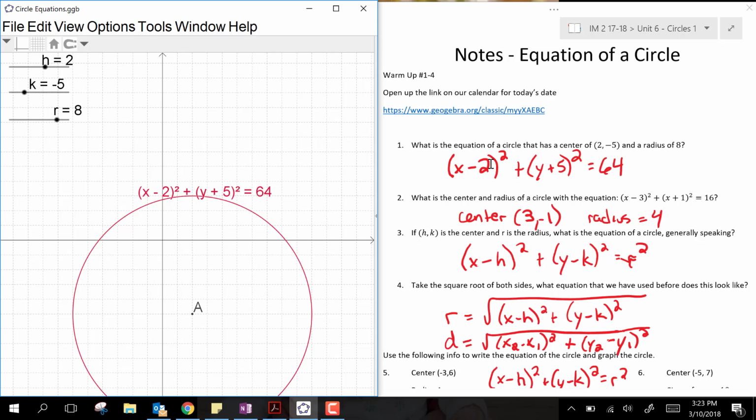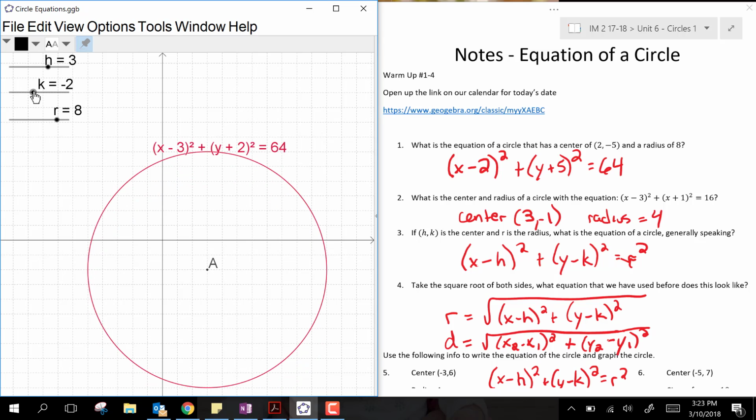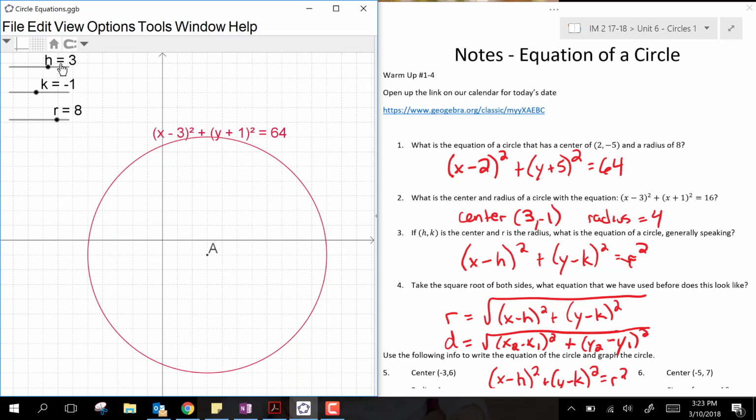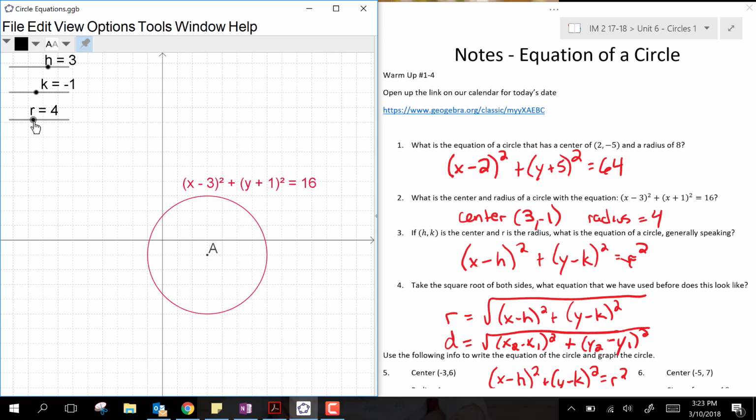What is the center and radius of a circle with equation (x - 3)^2 + (y + 1)^2 = 16? Well, hopefully the center is at (3, -1). Okay, I'm just looking at my sliders. h is 3, k is -1, radius is 4, and we have the same equation as what we need.